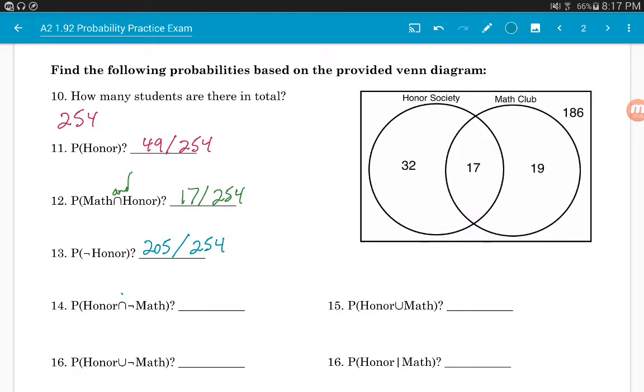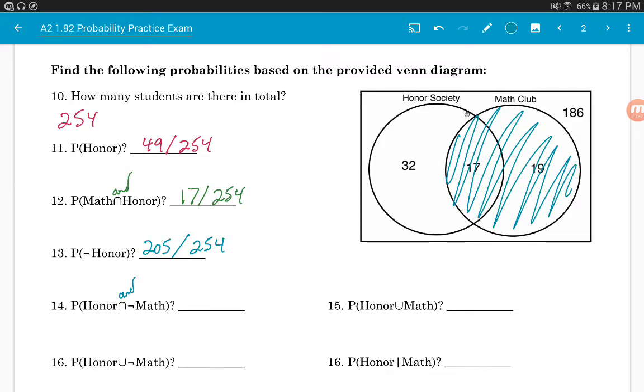Probability of honor and not math. So honor society and not math club, but in honor society. It's these guys. They're in honor society and not math club. So 32 out of 254.